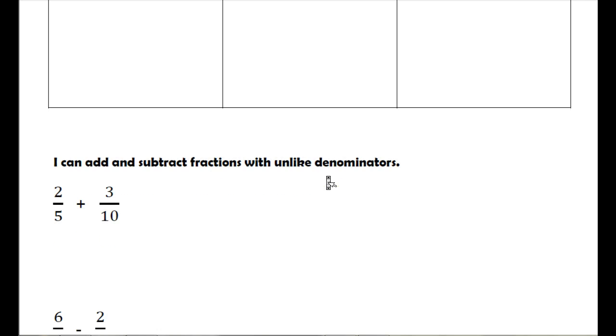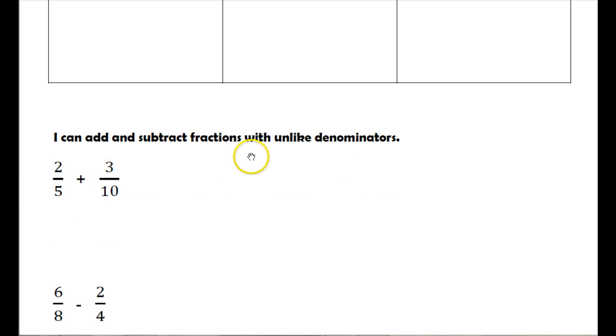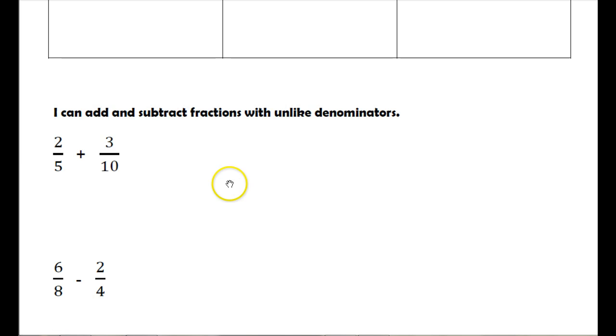The next I can add and subtract fractions with unlike denominators. There's 2 that are just with equations, in which the students have to change the denominators.